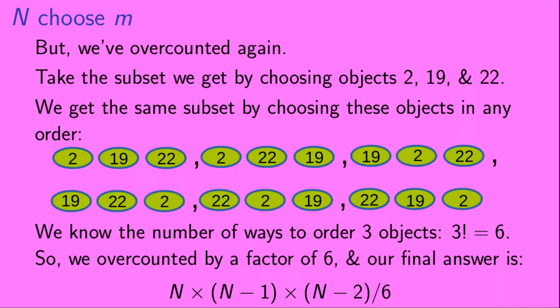So take the subset that we get by choosing objects 2, 19, and 22. We get the same subset by choosing these objects in any order. So we could choose the objects in the order 2, 19, 22. We could choose 2, then 22, then 19, etc. Now, we know that the number of ways to order 3 objects is 3 factorial, which equals 6. So we've overcounted by a factor of 6, and our final answer is n times n minus 1 times n minus 2 divided by 6.